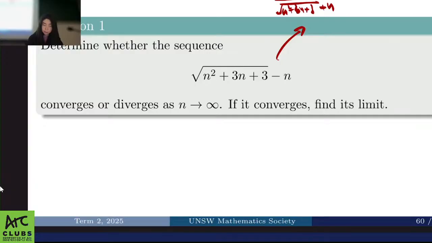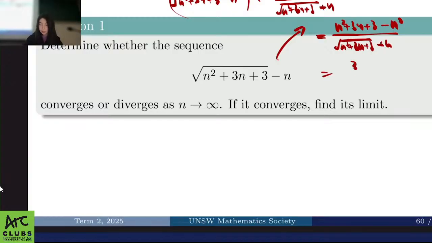We want to multiply that to the original expression, such that this keeps the original expression constant, but allows us to simplify this into something that we can determine the limit of. So the top, using difference of squares, is going to become n squared plus 3n plus 3 minus n squared. Bottom is root n squared plus 3n plus 3 plus n.